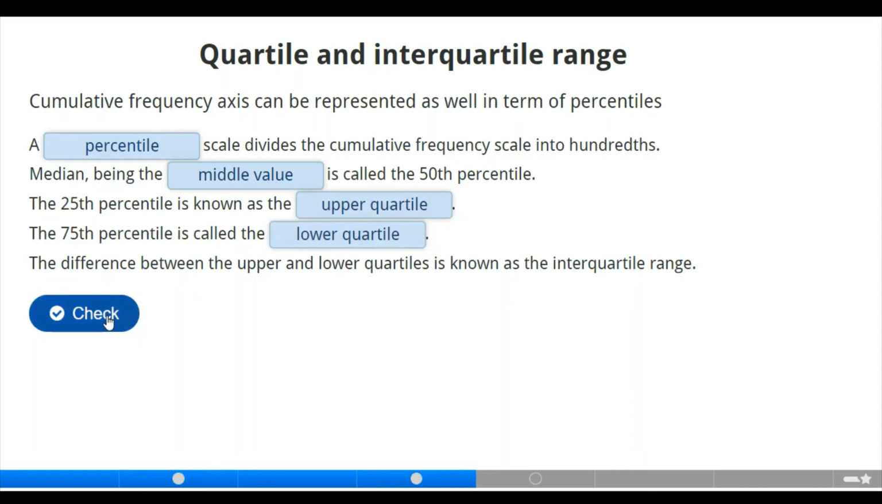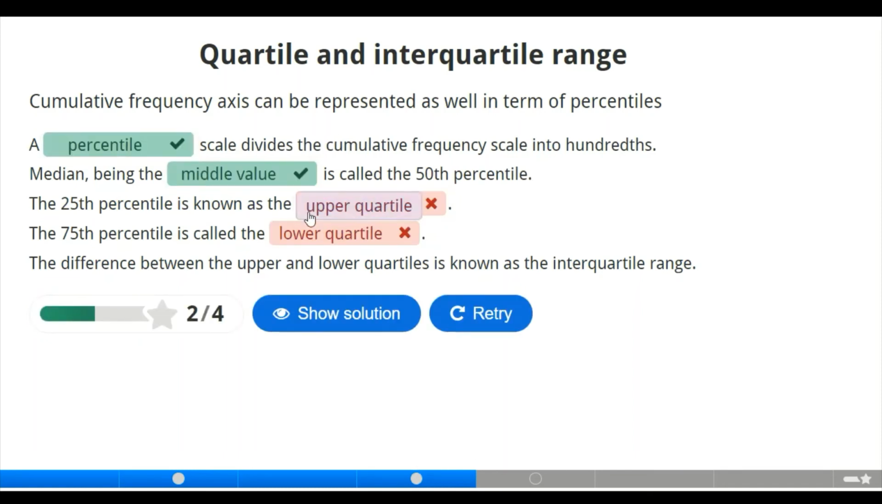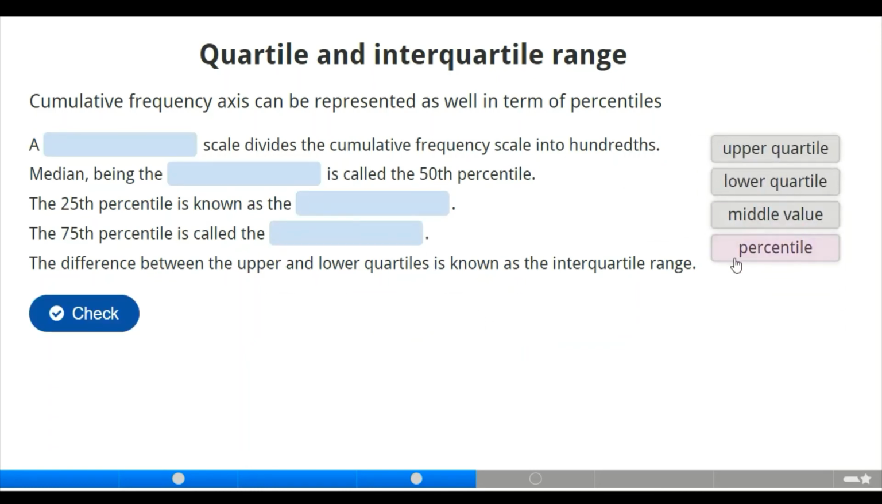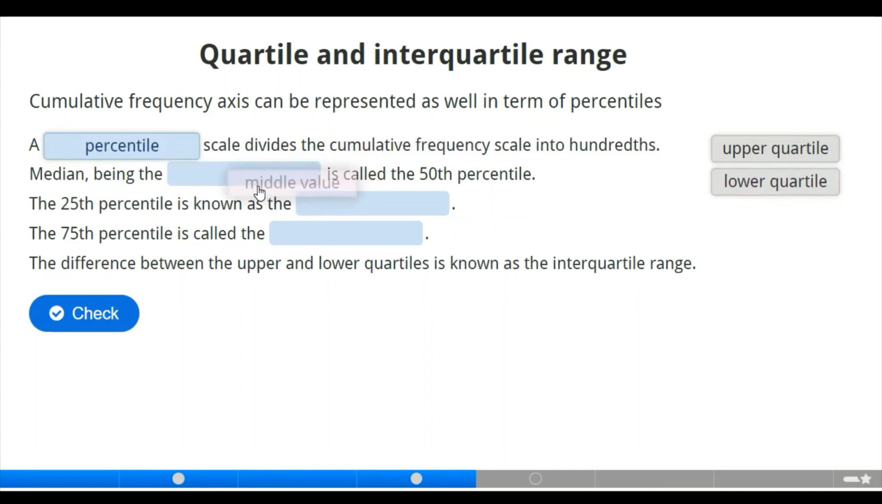So let's check our arrangement and let's see. Let's retry. Okay, so we have percentile to be this. These are supposed to be our middle value. After we are done with our middle value, 25% should be the lower quartile.